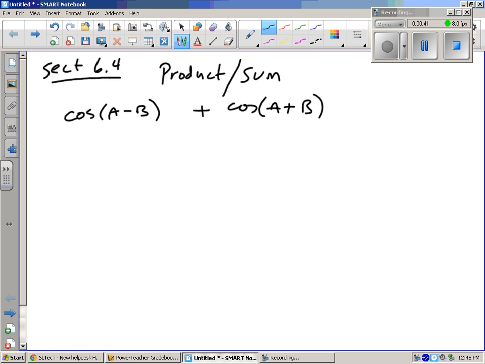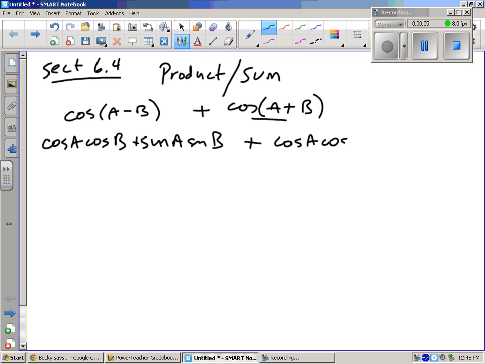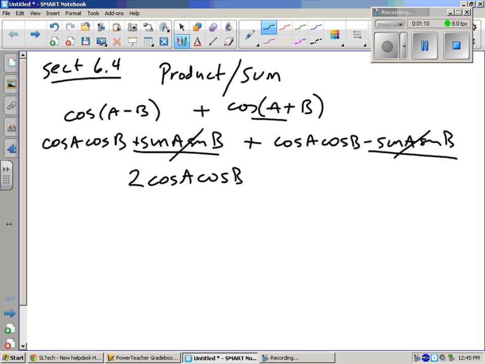If I expand this one out, I get cosine a cosine b minus sine a sine b. This one over here is cosine a cosine b plus sine a sine b. So if I'm putting those two together, I have a plus sine a sine b and a minus, so those go away, and I'm left with 2 cosine a cosine b's. So that is one of our formulas right there.